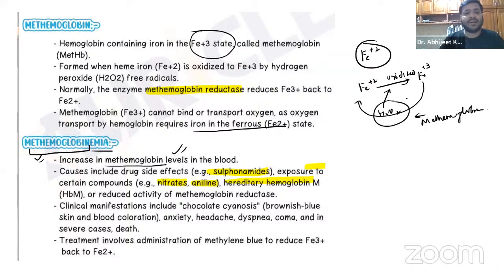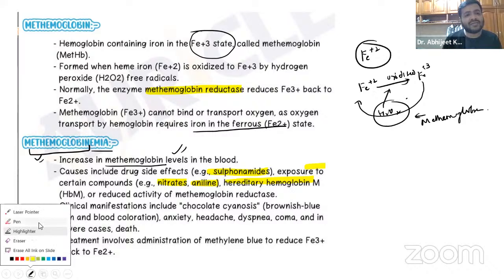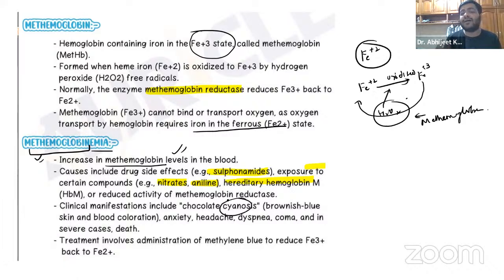Now, how does a person with methemoglobinemia appear? There is something called cyanosis, guys. Or I would say specifically, if we talk about methemoglobinemia, we have chocolate cyanosis. Chocolate cyanosis means all the peripheral parts of the body will be brownish bluish in color. There will be brownish blue skin of the patient. That is a very characteristic feature of the patients suffering from methemoglobinemia.